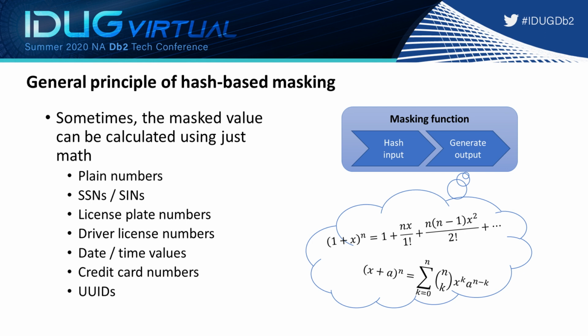Date and time values. Db2 can do date and time arithmetic, so this is extremely easy to do. Credit card numbers are also purely numeric. There are some constraints, such as the check digit. I have an example for that in just a moment. UUIDs. They're becoming popular for primary keys because they are unique even across databases and systems. So that covers a range of different data types, but there's something missing.